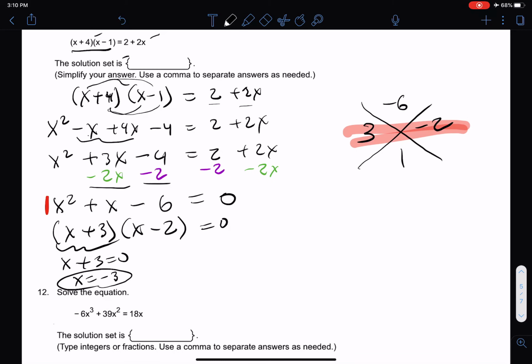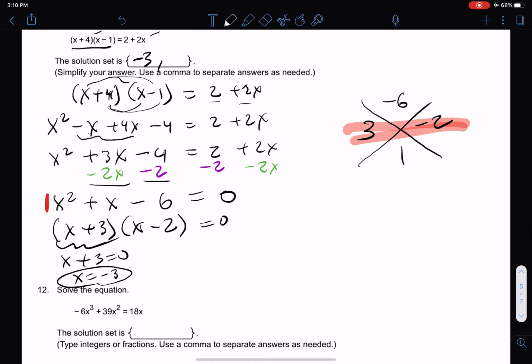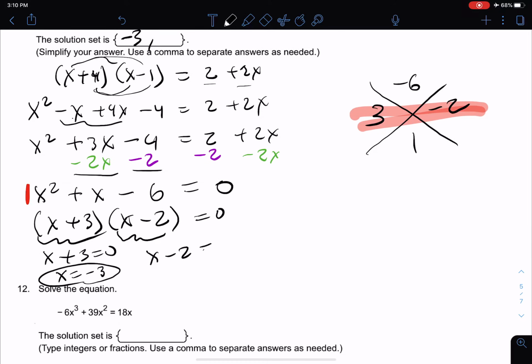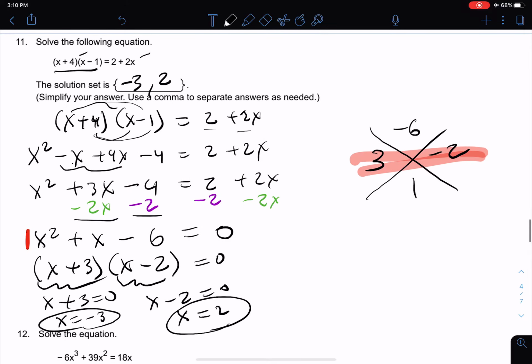Whoops, that just jumped on me and screwed it up. -3. And then this one, what's going on here? Then this one is set this second factor, x minus 2, equal to 0. Add 2 to both sides and x equals 2. And so we get a 2. So we have two solutions, a -3 or 2.